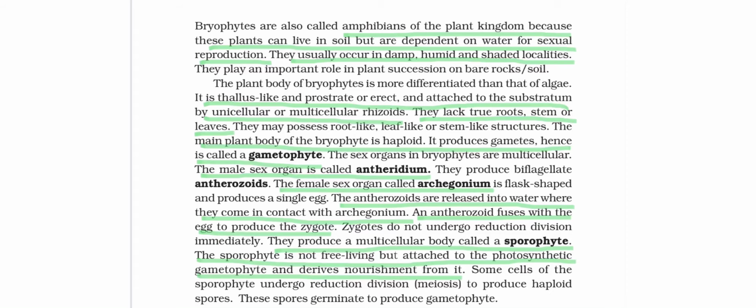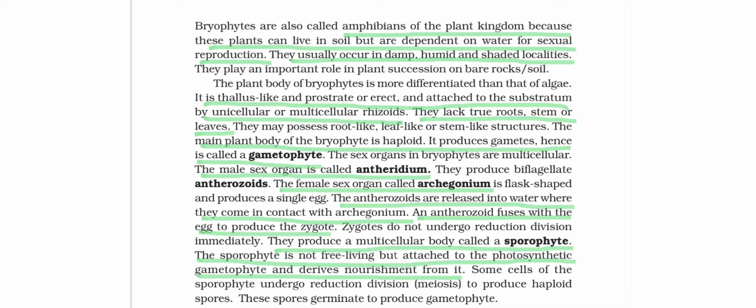The plant body is thallus-like, as we have seen in algae. They may be prostrate or erect. They are attached to the substratum, the place where they are attached, by root-like structures known as rhizoids. So the characteristic feature here is the rhizoids. They are comparable to the roots of higher plants.